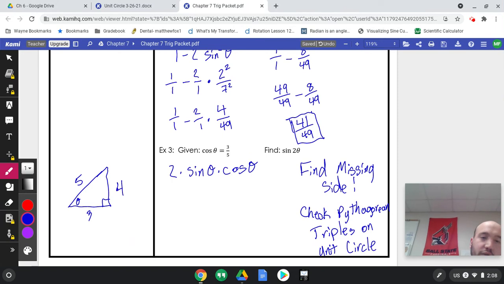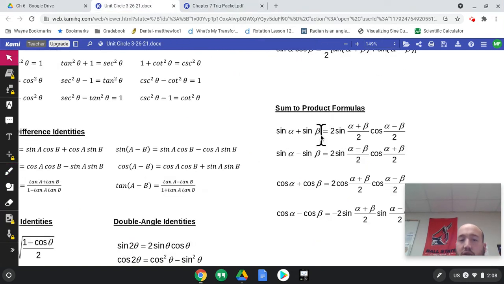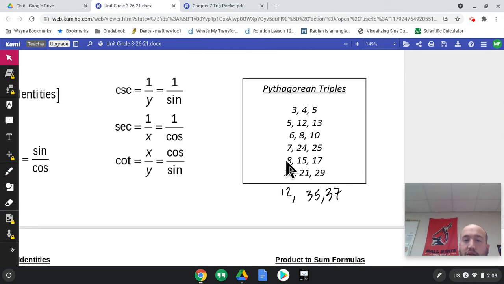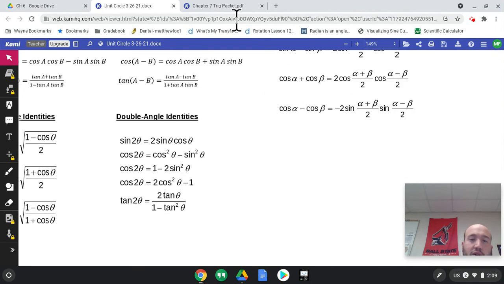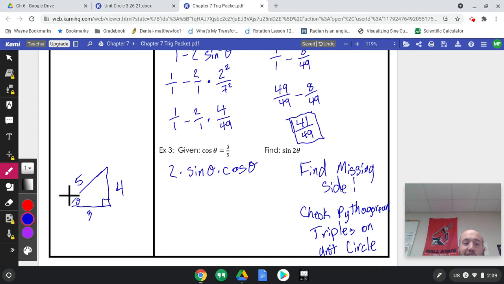So there's a 4. If you're not sure what I'm talking about, over here on the unit circle, remember we made this list of Pythagorean triples. So there was a 3 and a 5. The missing one's a 4. That will always be true on a right triangle with a side of 3 and 5.